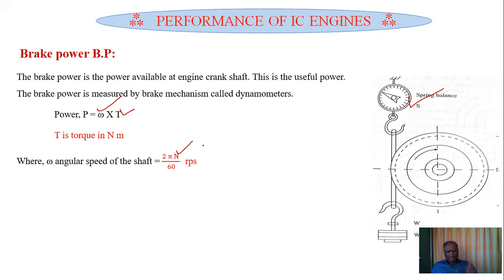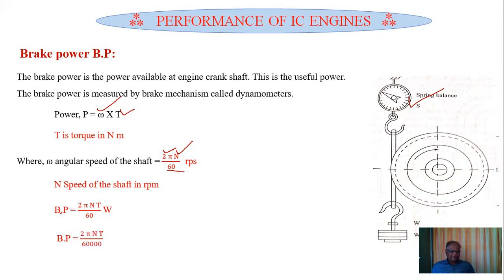All the time, even in the lab, you are going to measure the speed of the engine in revolutions per minute. But the power we are going to calculate will be in watts, or joules per second. For this reason, the revolutions per minute has to be converted into revolutions per second, so it is divided by 60. This is for a cycle. Okay, n is the speed of the shaft in RPM.